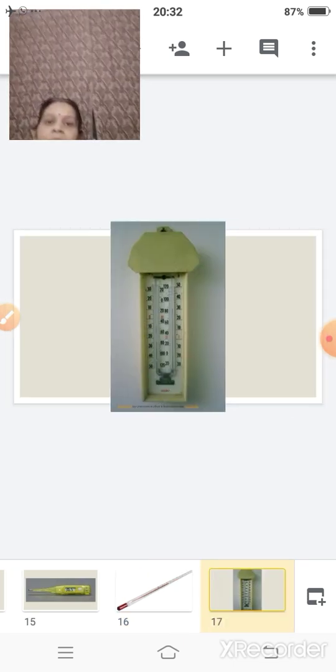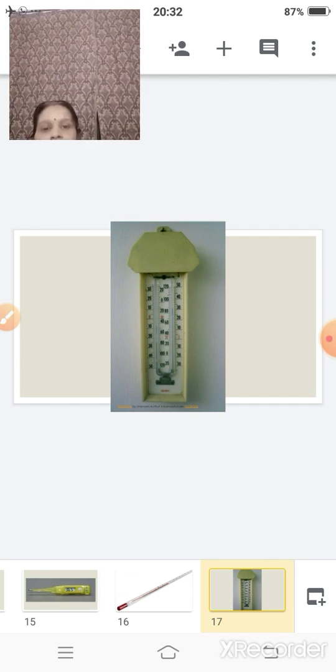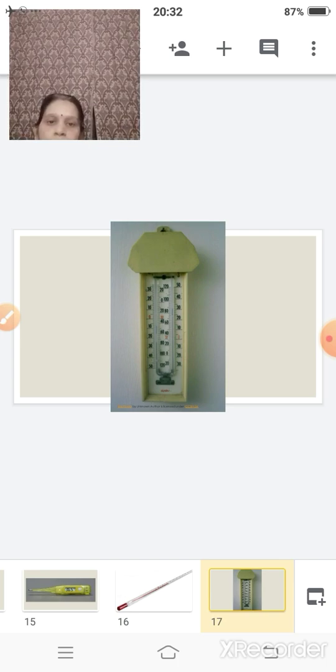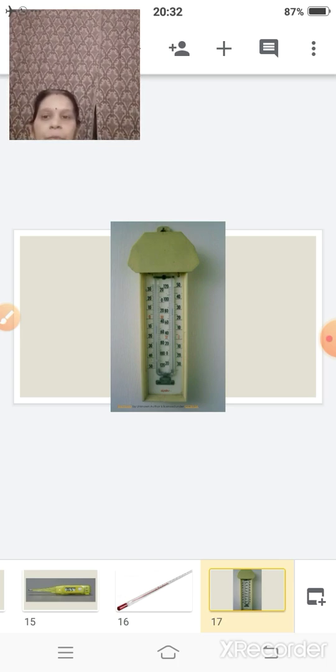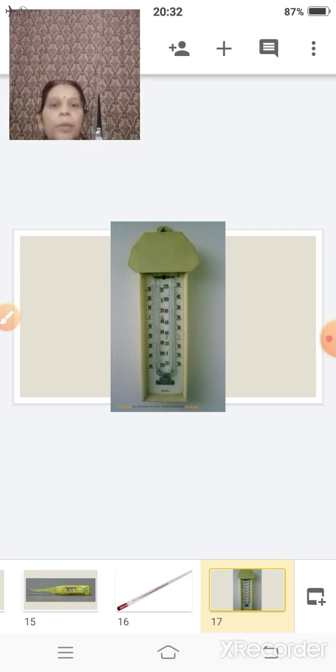Last, this one is your maximum and minimum thermometer. This type of thermometer is used before taking the weather report. Okay, so these are the 4 types of thermometers which we are continuously using in our day-to-day life.